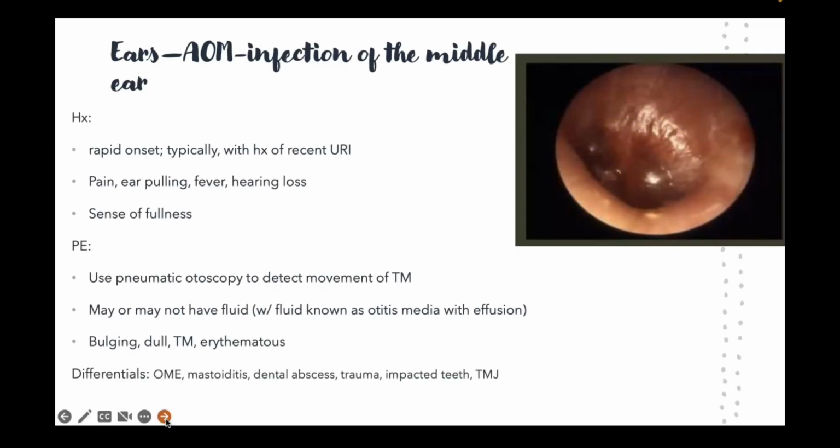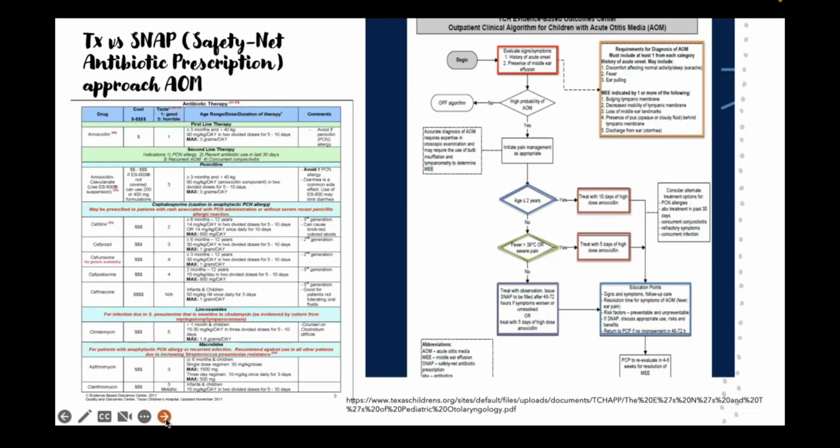How do we treat it? Before we go in there, what are the differentials? Otitis externa, mastitis, dental abscesses, trauma, impacted teeth, and TMJ. These are differentials to consider with acute otitis media. Typically, the most pressing issue for parents is the pain for the kids, so you want to manage the pain, with some warm compress or cold compress on that ear. And also, is the child a candidate for antibiotic therapy now, or is it watchful waiting?